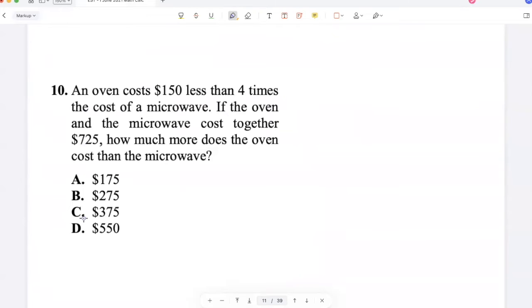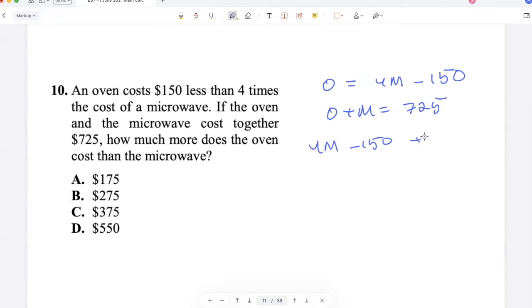An oven costs $150 less than 4 times the cost of a microwave. If the oven and the microwave cost together this, how much more does the oven cost than the microwave? Okay, so the oven costs $150 less than 4 times the microwave, so 4 times the microwave minus 150, right? So that's the oven. And together, oven plus microwave cost $725, right? So let's find their individual values. So I'll put oven as 4m minus 150 plus m is 725. So I substituted this equation in the second one.